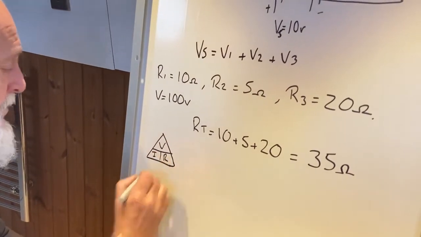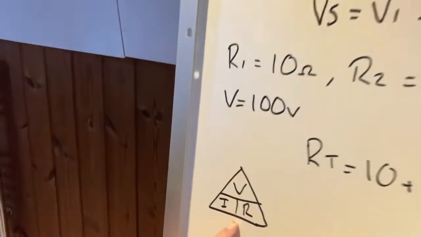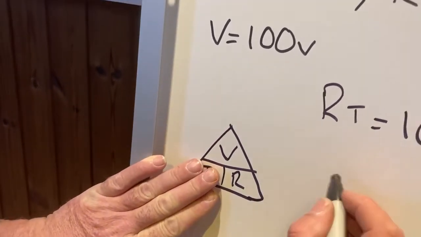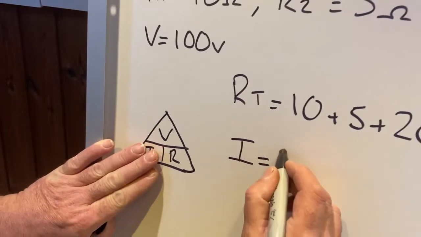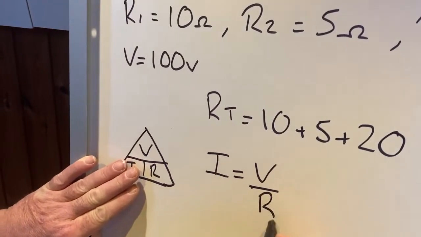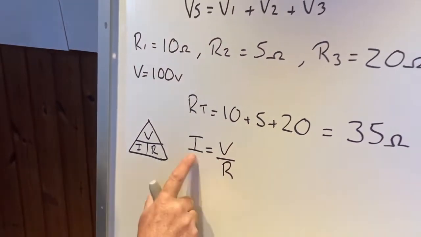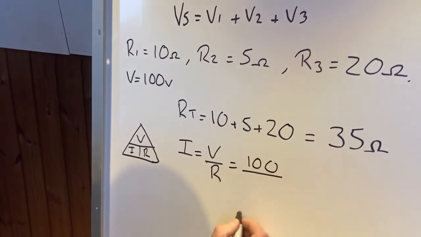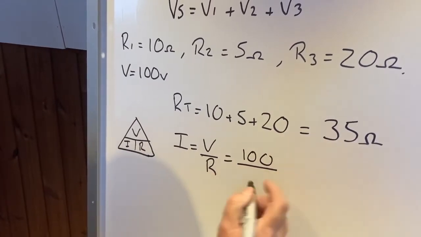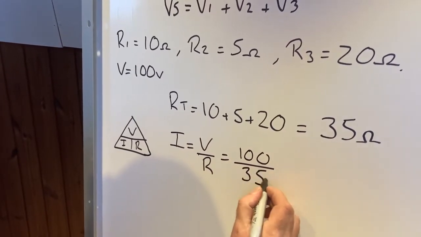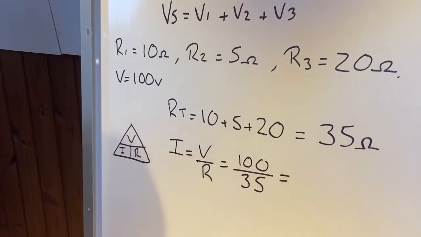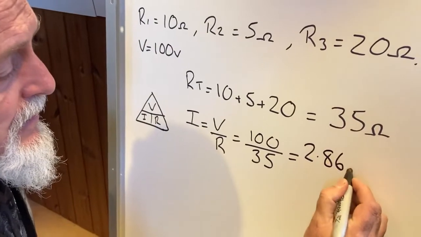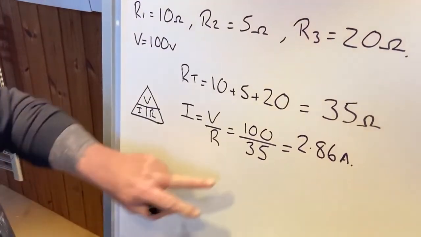Do you remember that from last week? Hopefully you do. V, I, R. We're looking for the current, so we're going to hide the current. So we have I equals V over R. Okay, we're looking for the current. I equals V, which is 100, divided by R, the total resistance, 35 ohms. And that equals, I need the calculator, so that equals 2.86 amps.